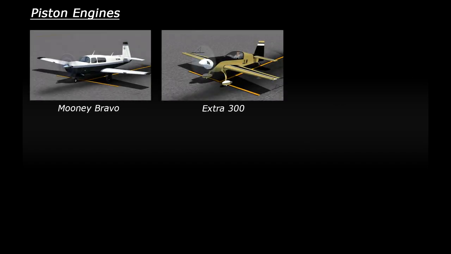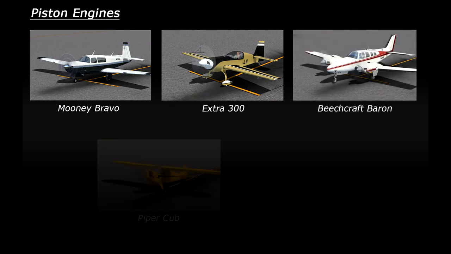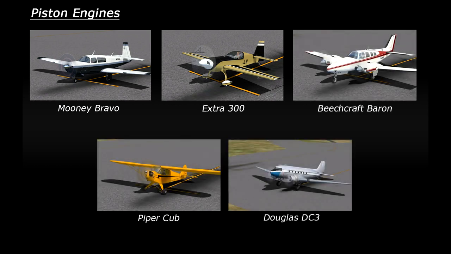The other planes in FSX which have this piston type engine are the Mooney Bravo, the Extra 300 stunt plane, the Beechcraft Baron, the Piper Cub and the Douglas DC-3.